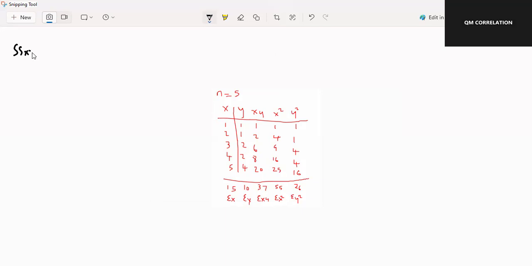This is the variation in x. Everything is all about x. So it's summation of x squared minus summation of x to the power 2 divided by n. We also have sum of squares yy. It's the opposite. Everywhere there's y. Can somebody guess what's the summation of yy? Summation of y squared minus summation of y to the power 2, divided by n.